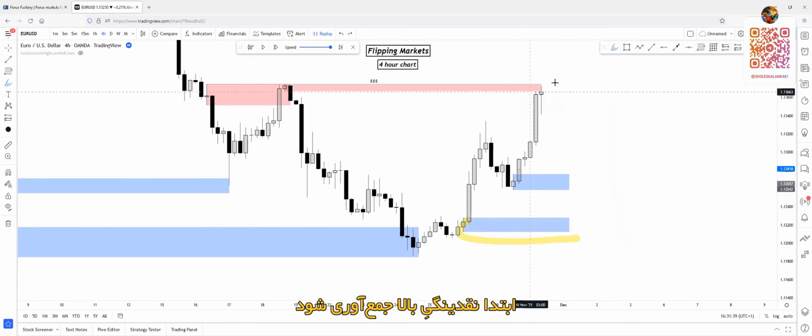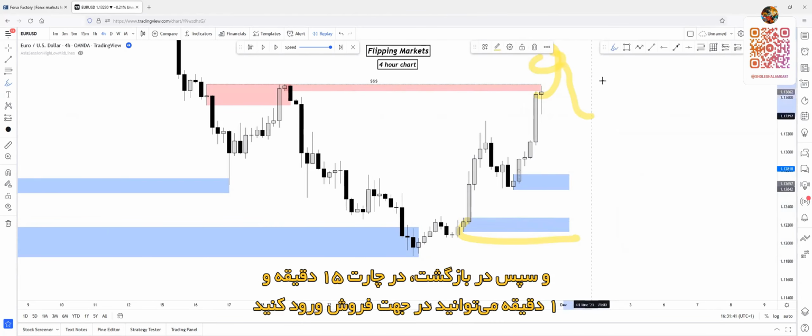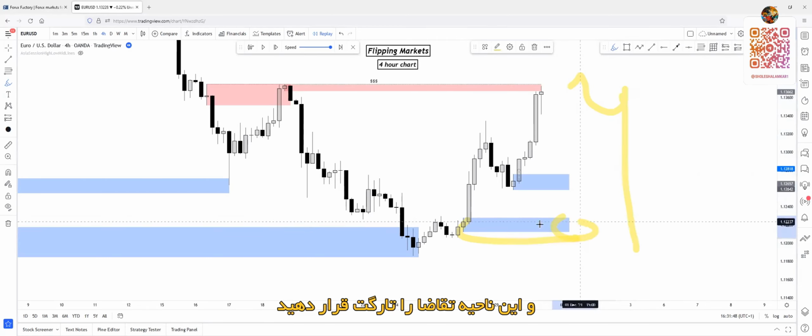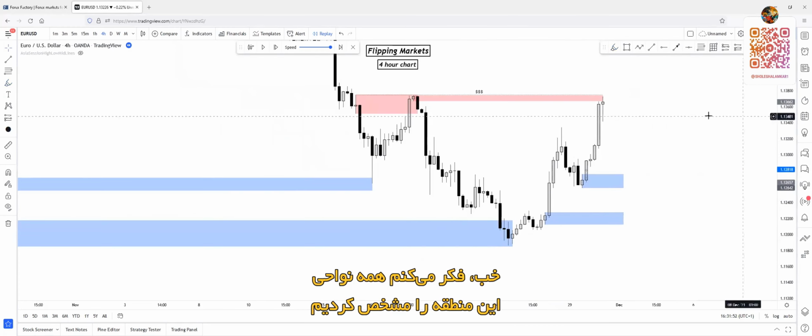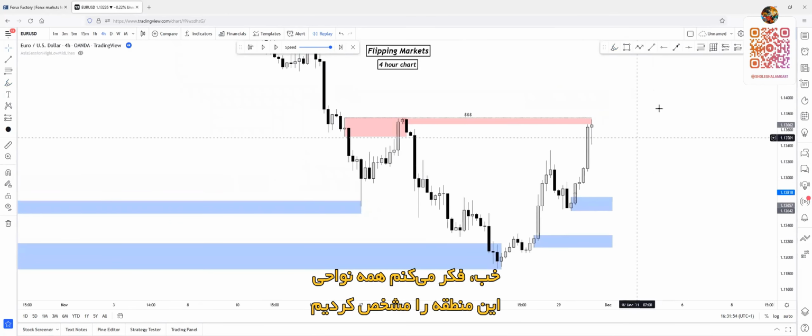So once again, liquidity sweep, after the liquidity sweep, reversal on the 15-minute chart and on the 1-minute chart. And after the reversal, you can enter in a trade, in a short trade, and target this demand zone. Okay, so I believe we marked all of the zones out inside of this region.